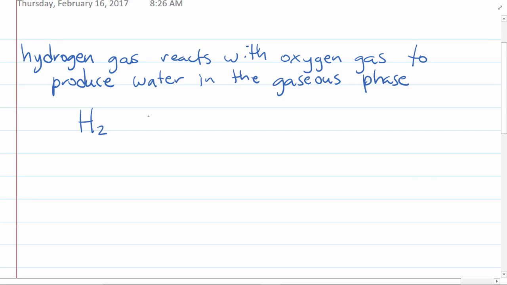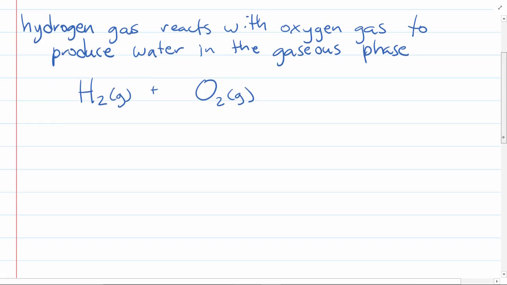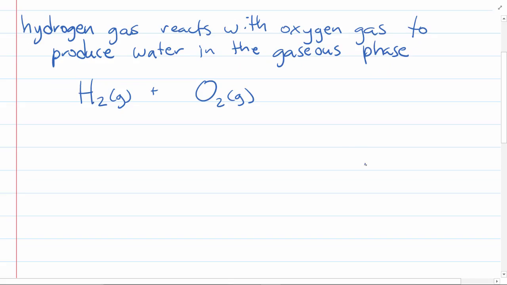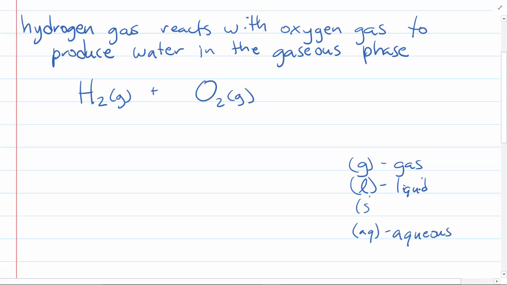Likewise with the oxygen gas. If it reacts with oxygen gas, its formula is O2. Well, then we put in what are called phase labels. And the phase labels we have are G, which of course is gas, L, liquid, what else? Aqueous, which is labeled as AQ, and the last one would be S for solid. So we use phase labels in our chemical equation to tell which phases are present.